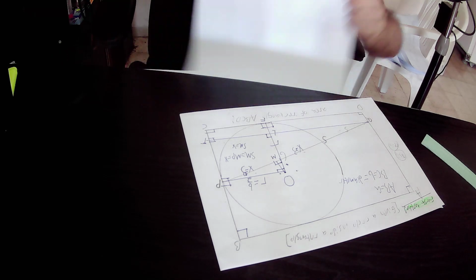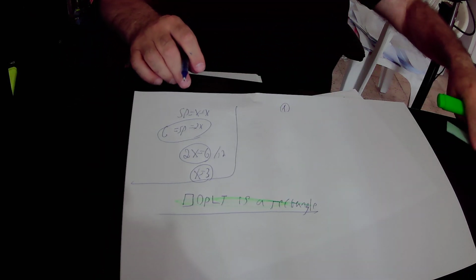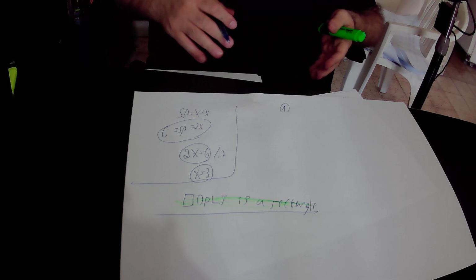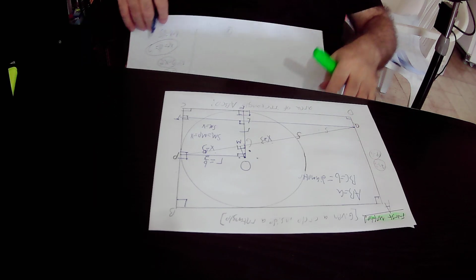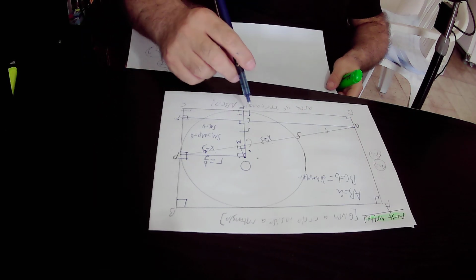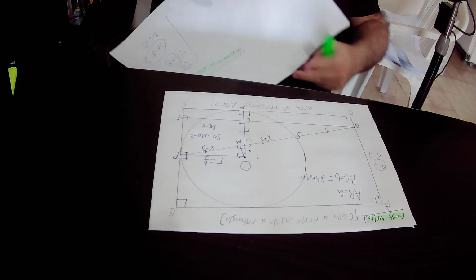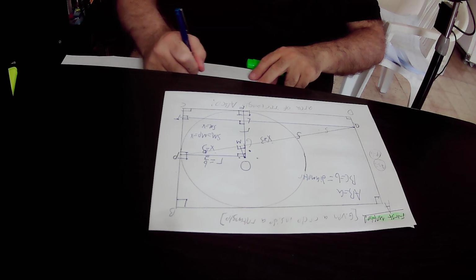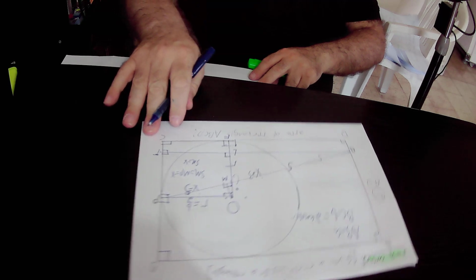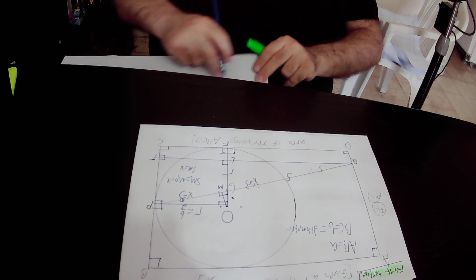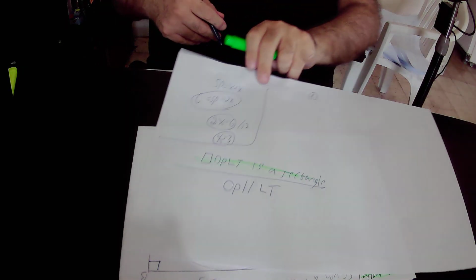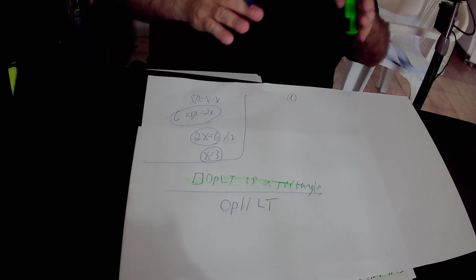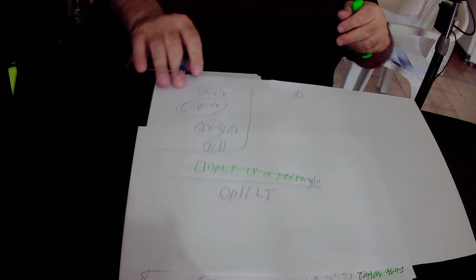Quadrilateral OPLT is a rectangle. And we know that the opposite sides of a rectangle are parallel to each other. That is to say, side OP must be parallel to side LT. OP is parallel to LT in rectangle OPLT, according to the rule that the opposite sides of a rectangle are parallel to each other.